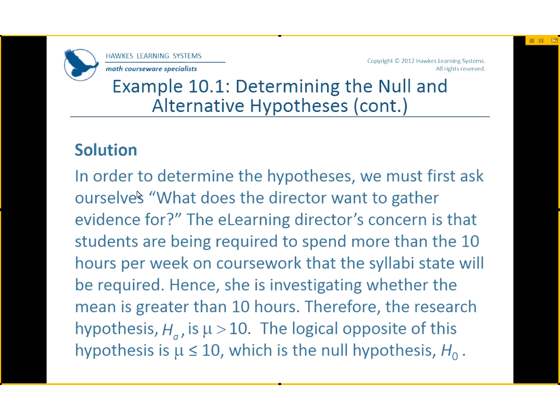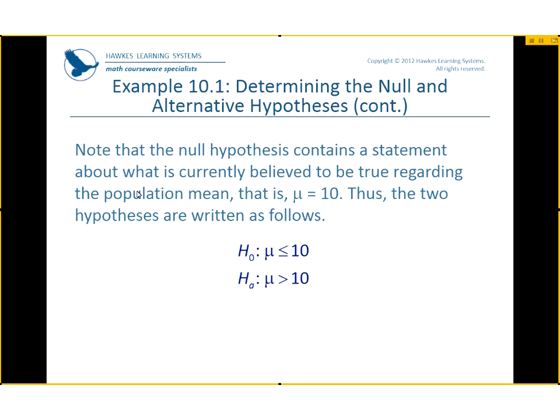In order to determine the hypothesis, we're first asked, what evidence does the director want to gather? The learning director's concern is that the students are being required to spend more than 10 hours of work than the syllabi states. Hence, she's investigating whether the mean is greater than 10. So therefore, she's researching that the mean is greater than 10. And the logical opposite of the hypothesis is the mean is less than or equal to 10, which is the null. So think about your null hypothesis, which is usually the one that goes on top: the mean is less than or equal to 10.